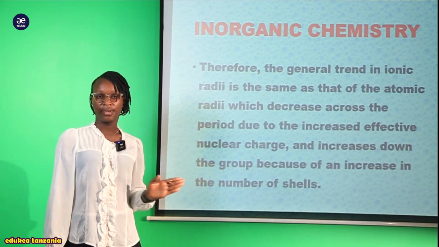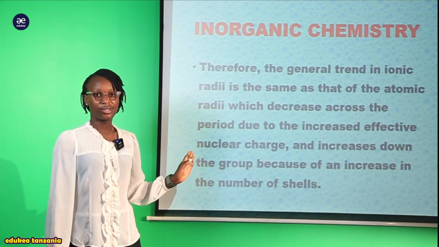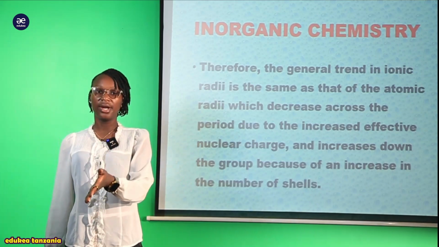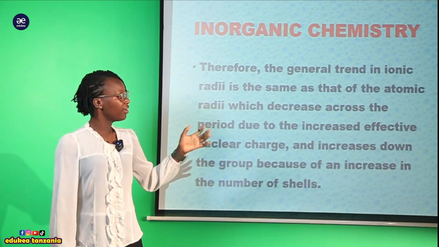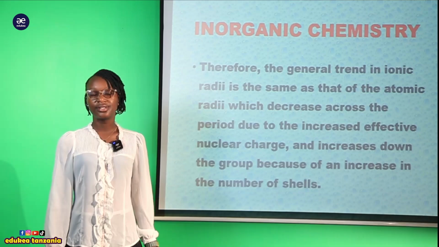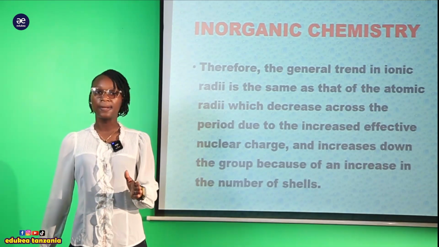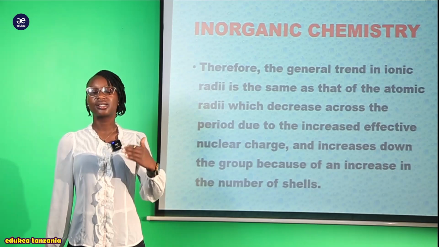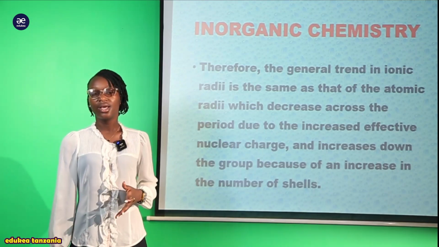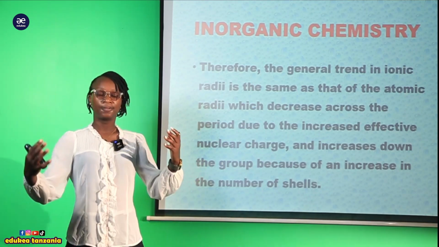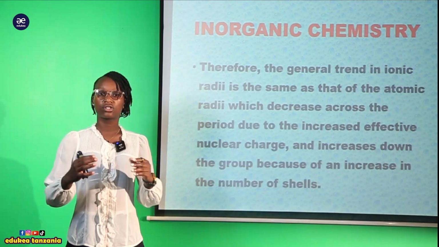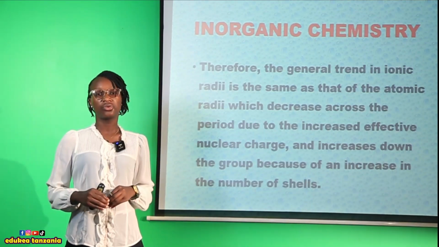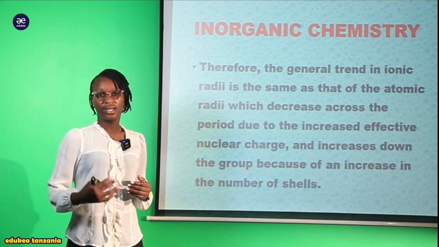Utaambiwa describe the trends of the ionic radii across the period and down the group. Kwa hiyo jibu ni very simple. Unamwambia tu across the period the ionic radii tend to decrease, unatoa na sababu. Kwa sababu there is increase in nuclear charge, so inapelekea zile electron kuwa holding to the center of the nuclear, therefore the radii decrease.